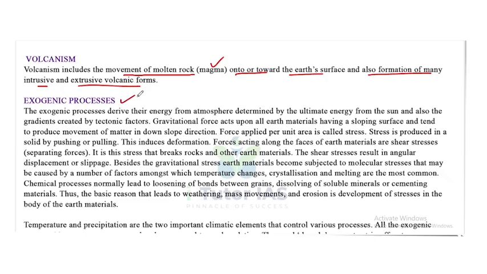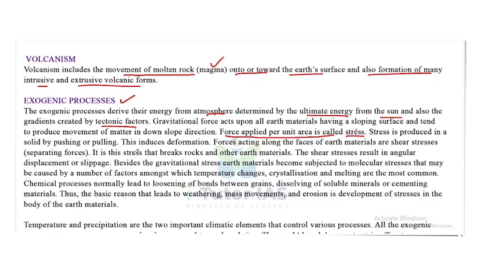Now, exogenic process. The exogenic processes derive their energy from the atmosphere, determined by the unlimited energy from the sun, and also the gradients created by tectonic factors. Gravitational force acts upon all earth materials having a sloping surface and tends to produce movement of matter in the downslope direction. Force applied per unit area is called stress.